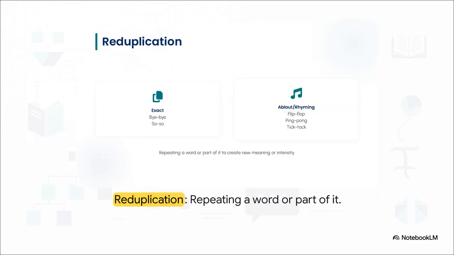Process 11 brings a really fun rhythm to morphology. It's called reduplication. This involves repeating a word or part of it to create meaning or intensity. It's super common in many world languages, giving us bouncy, rhythmic examples in English like tick-tock, ping-pong, or flip-flop.